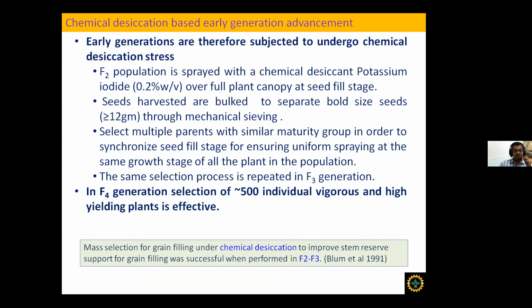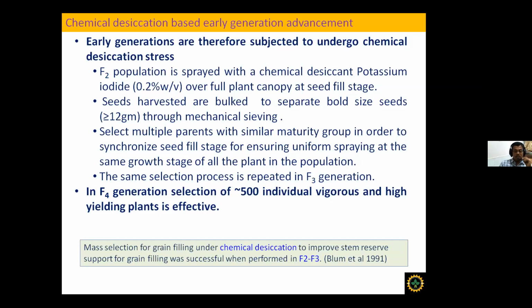So it's a very broad way of doing it. Then select multiple parents with similar maturity. The point to note is to select multiple parents with a similar maturity group in order to synchronize the seed fill stage, ensuring uniform spraying at the same growth stage for all the plants in the population in a particular generation.